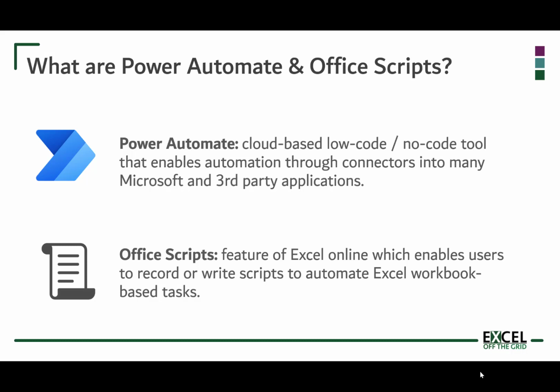Now, this tool enables automation through connectors into different applications. So with Power Automate, we can connect into Outlook, we can connect into Gmail, we can connect into MailChimp. There are loads of different connectors that we can use so that we can automate our processes across lots of different applications.